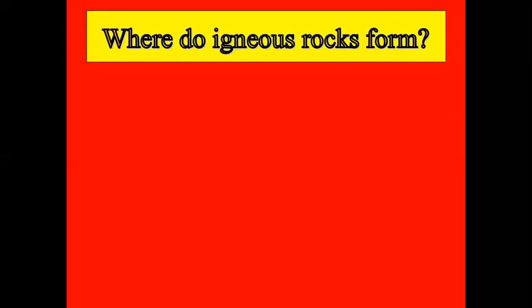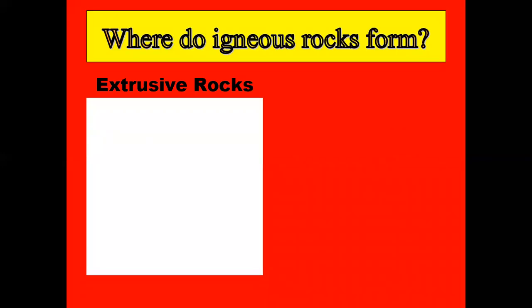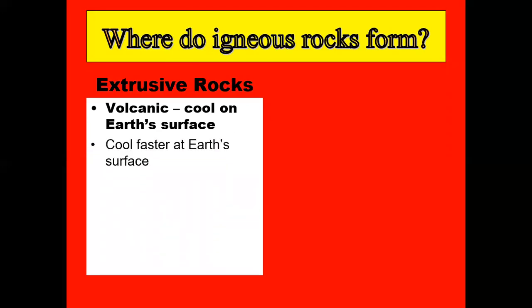If you have an extrusive rock, we're on number 2 in your notes, we're talking about the difference between extrusive and intrusive. If you have an extrusive rock, you have the following characteristics. It forms outside Earth's surface, on top of Earth's surface, not inside it. These rocks are going to be volcanic, which means they cool on Earth's surface. Things that might have come out of a volcano, for instance, are going to cool faster.